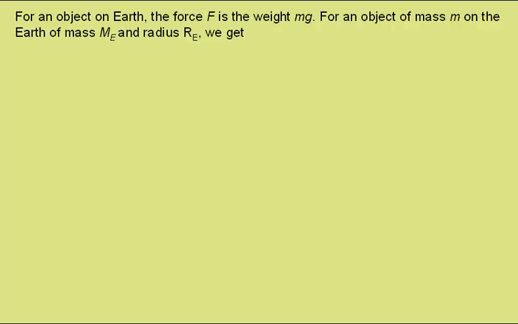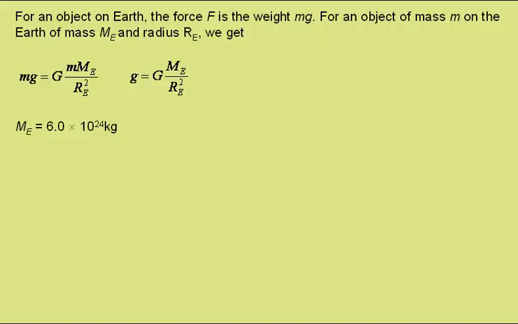For an object on Earth, the force F is simply the weight, mg. For an object of mass m on the Earth of mass m sub e and radius r sub e, we get this expression. So the weight is simply equal to the attraction due to gravity. I've missed off the minus sign here as I'm just looking for the magnitude. We can cancel the little m's on either side to give this expression. The gravitational field strength, little g, is equal to the universal gravitational constant, given by capital G, multiplied by the mass of the Earth, divided by the radius of the Earth squared.